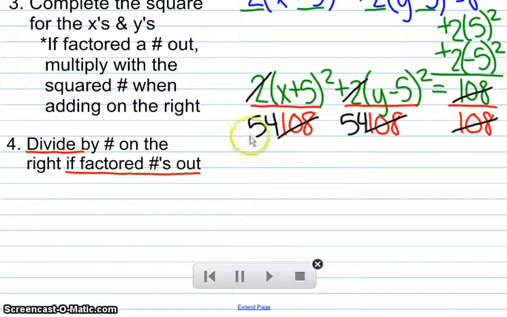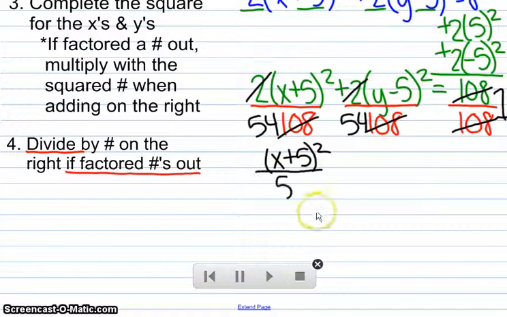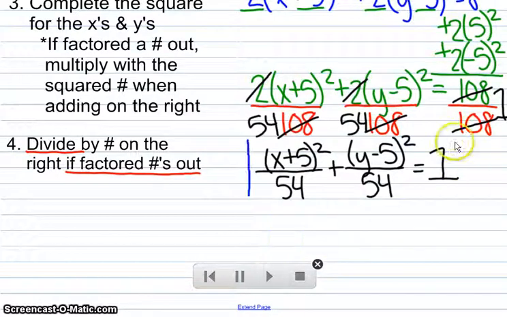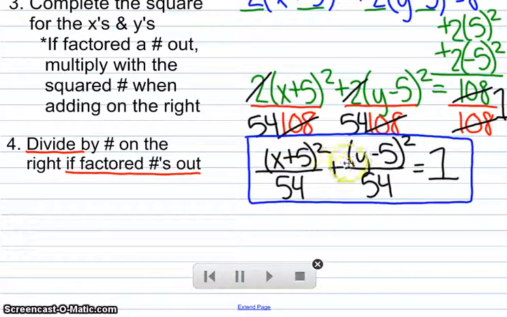So let's see. When you do 108 divided by 2, we have a 54. Same thing over here. And anything divided by itself is 1. So let's go through and write down what is left for our equation. And at this point, we are done. As you can tell, we have it equals 1, which we would think would be ellipse or hyperbola. We have a plus sign, which would tell us ellipse, but since both denominators are the same, it's actually a circle. It kind of tricked us. So that would be the end of this video.